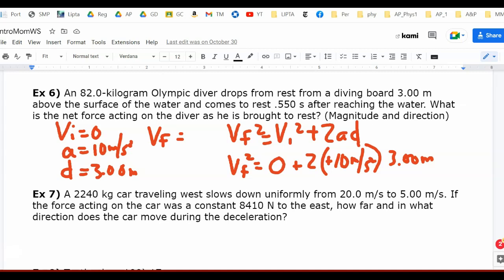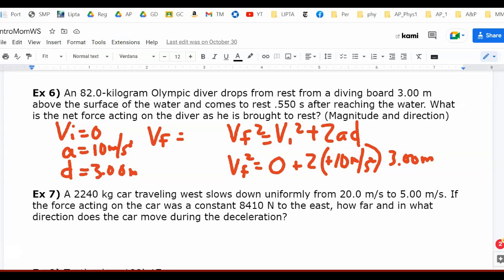Well, that's when she hits the water and it takes her to rest. So we can't do that second part until we know how fast she was going when she hit the water and then the water stopped her. So we've got to do a whole problem before we do the problem about her being stopped by the water. And did you get 7.7? Okay, 7.75.